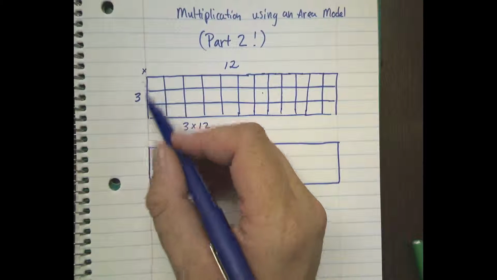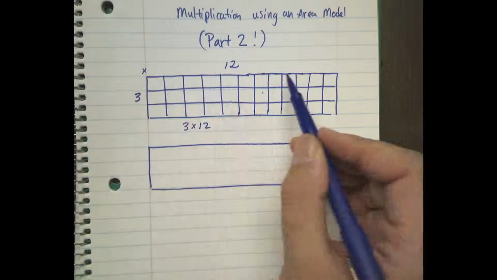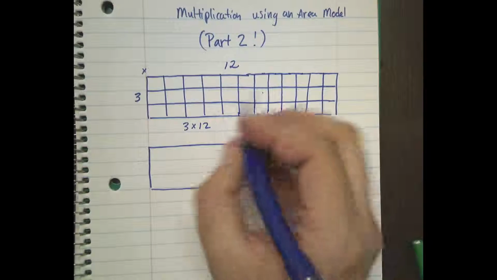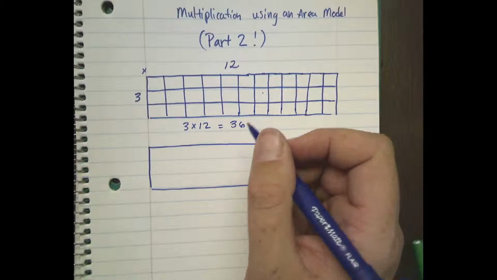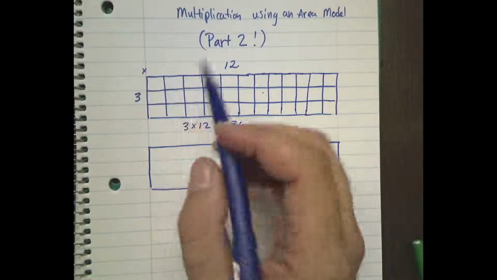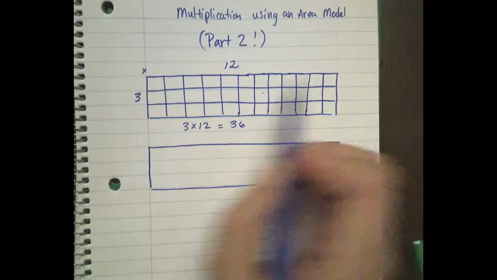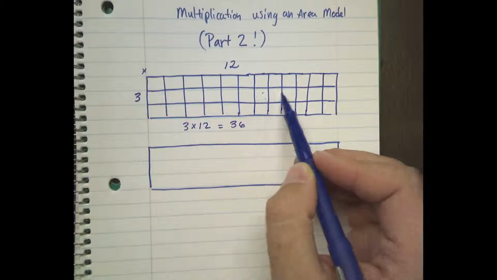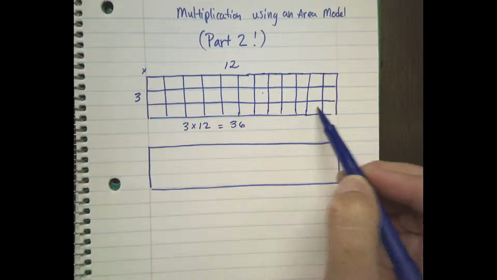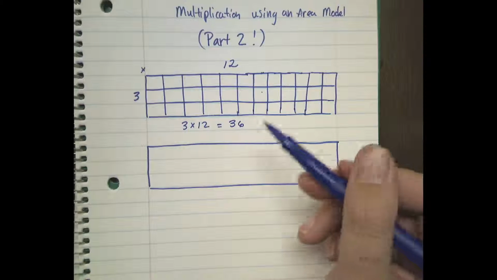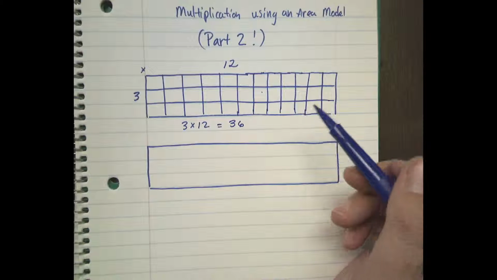We just take the width of our rectangle and multiply it by the length, and that's the area of a rectangle. And so 3 times 12 equals 36 total squares. And we can just double check if we count them: 1, 2, 3, up to 36. So there are 36 little units within our first little rectangle right here.